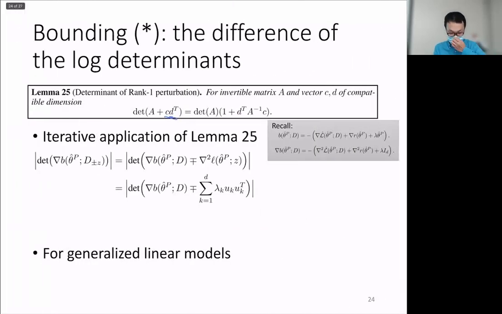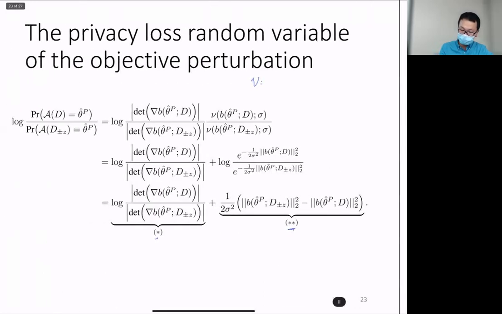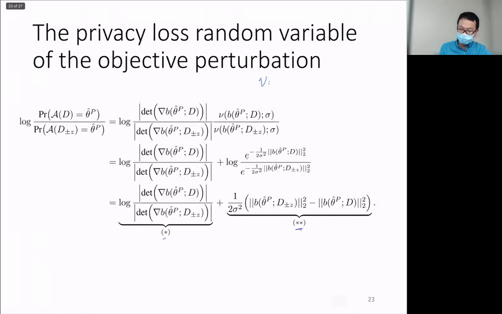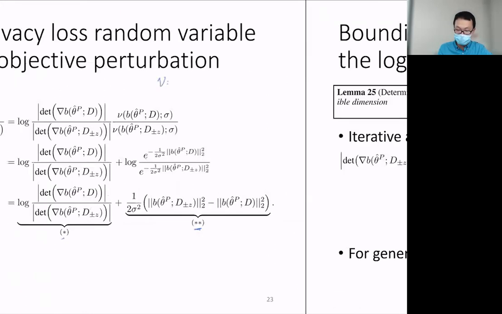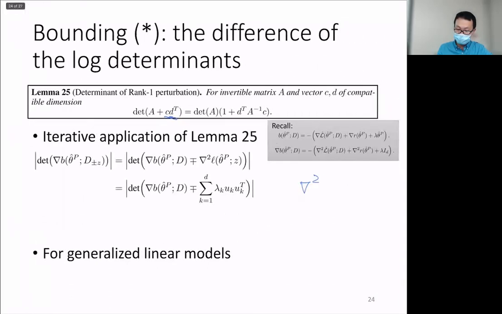So what we can do is to first decompose this. Recall that when we take the Jacobian of this B function, this is B, the Jacobian of B, and when we replace D with D prime, the only thing that's in addition to what we already have here is this Hessian of this individual loss function, right?